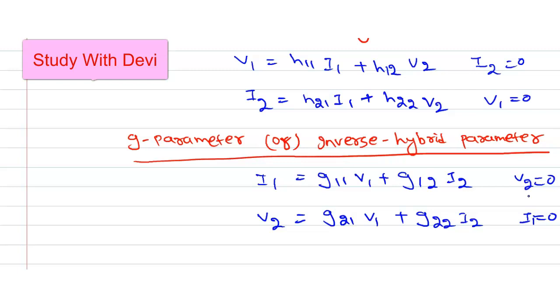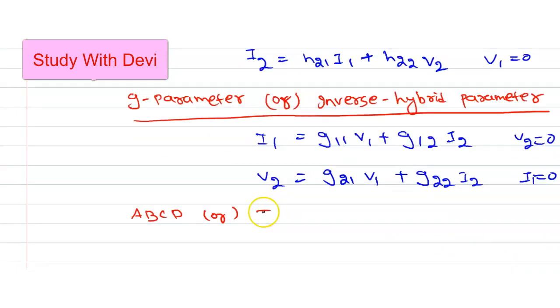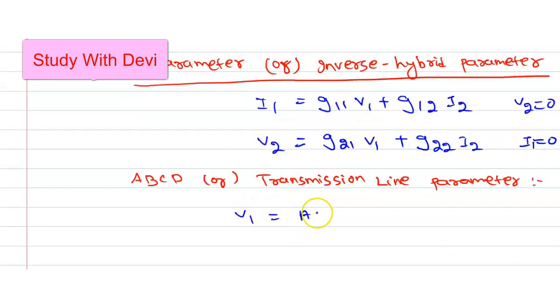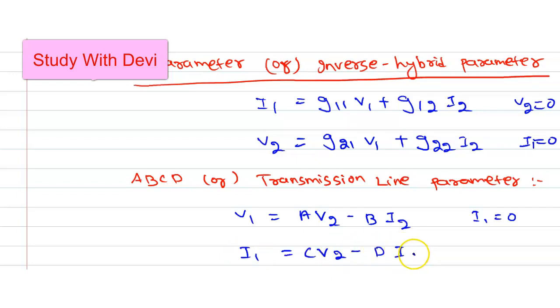Now switch over to ABCD parameter or transmission line parameter. This is a very important one. V1 equal to A V2 minus B I2. Here I1 equal to 0. I1 equal to C V2 minus D I2. Here V1 equal to 0.